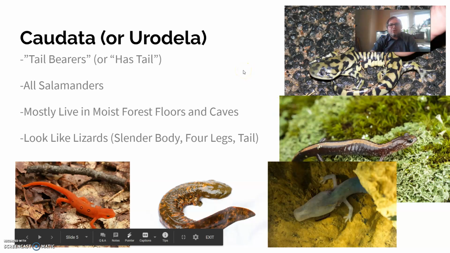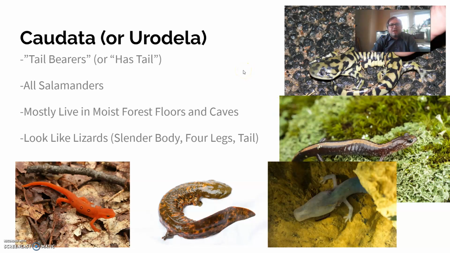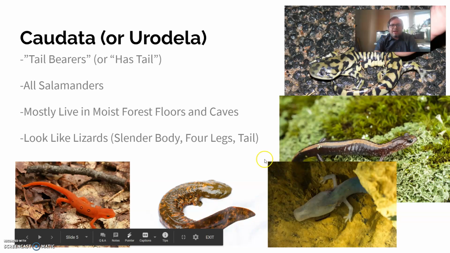All right, so talking more specifically about salamanders, the order that they all belong in is called Caudata, or sometimes you'll see it listed as Urodela. The names mean either tail bearers or has tail. We can see that they are amphibians that do have a tail. All of these are salamanders.